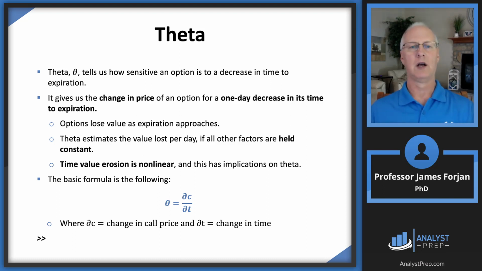Time gets closer and closer to the expiration date. So time decreases. We call this time decay. And so look at the following formula down there at the bottom. So theta is equal to the ratio of the change in call price to the change in time. And so the easy interpretation is that second circle point. So theta estimates the value lost per day if all other factors are held constant.